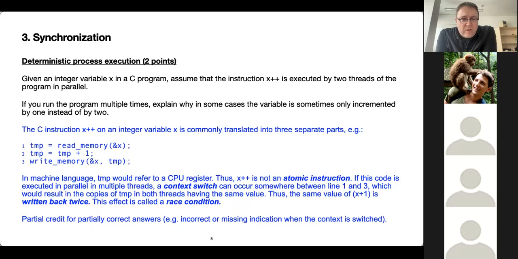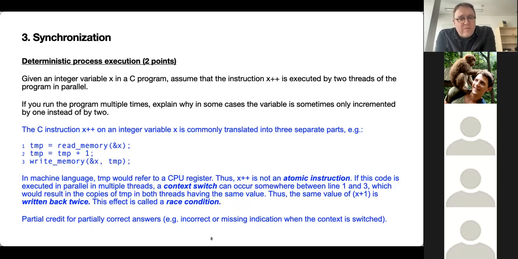And this required you to understand that x++, though it looks like it's just a single indivisible instruction, it's not. So usually x++ on something like an integer variable is commonly translated into separate parts. For example, you would first read the memory at the address where x is stored. So that's the first line here. Store it in a register, which we call temp here. So just a temporary variable here.